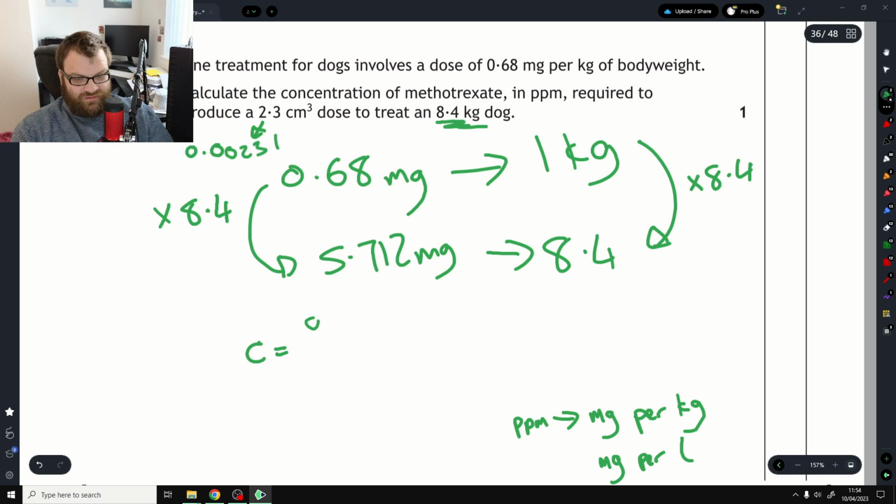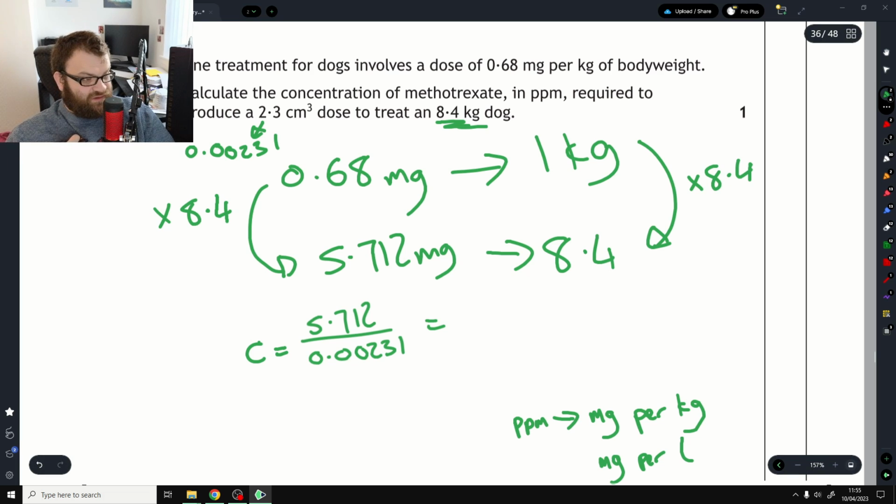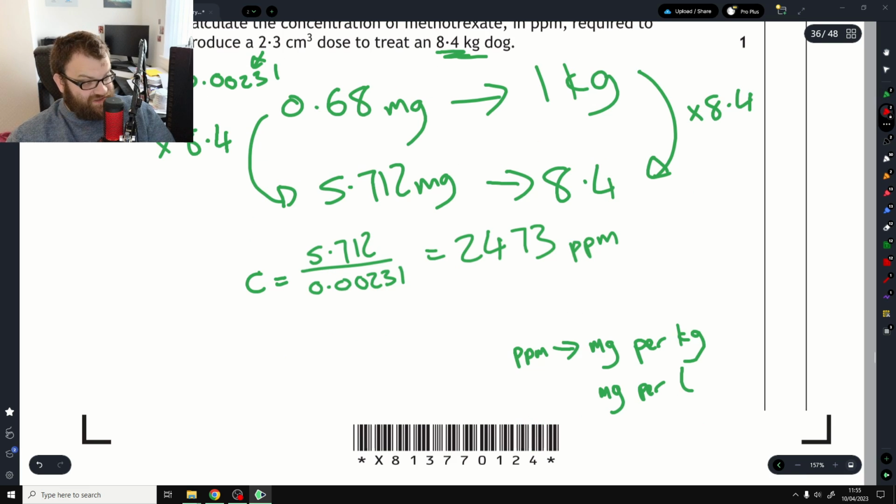So then if I do our new value, like it was 5.712, that's the mass divided by our volume. And that will tell us how much our concentration is. Let's try this. 5.712 over 0.00231. That would give us 2,473. That's going to be your P, which is, I've just checked, the correct answer.